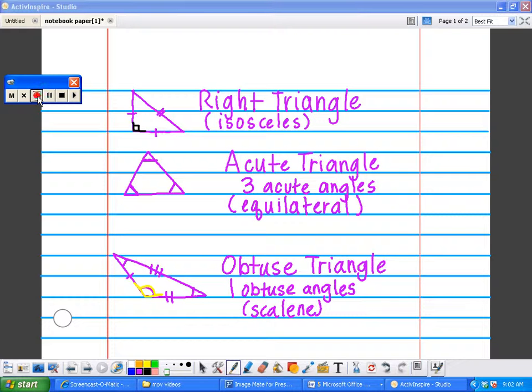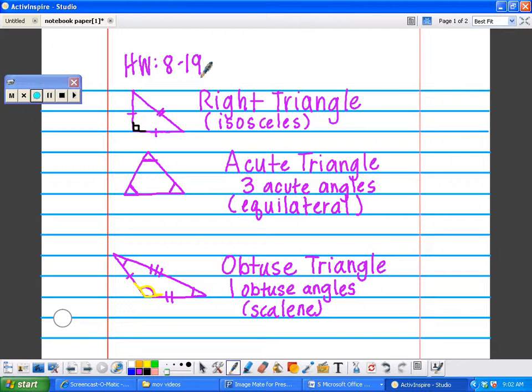Okay, look at your homework. Look at 8 through 19. That's going to be your homework tonight. Homework is going to be 8 through 19. How many answers should be on each question? 2. Angles and sides.